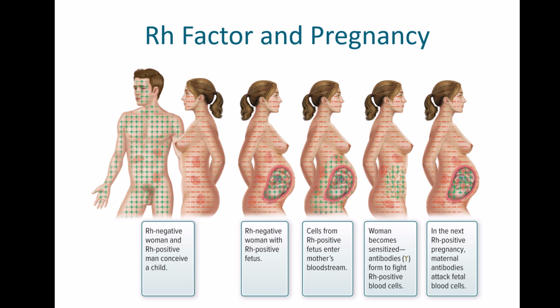Now let's talk about the Rh factor in pregnancy. Rh factor incompatibility occurs when an Rh negative woman and an Rh positive man conceive a child. The Rh negative pregnant woman has now exposed her Rh positive fetus. Cells from the Rh positive fetus enter the mother's bloodstream. Now the woman becomes sensitized, which leads to the formation of antibodies to fight Rh positive blood cells. It does not affect the first pregnancy as the number of antibodies is low, but in the next Rh positive pregnancy, maternal antibodies attack fetal blood cells.